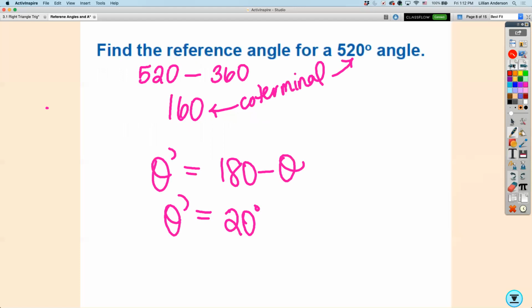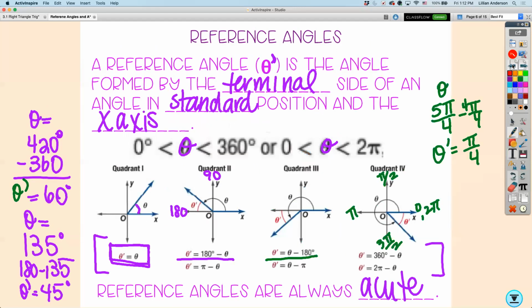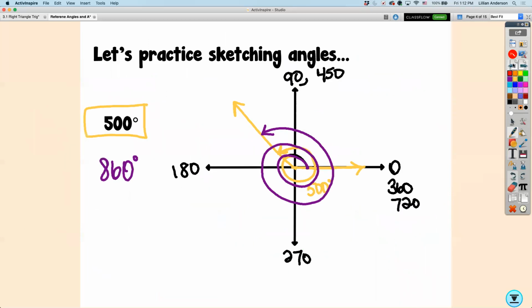We also talked about how to find reference angles. Reference angles are always acute, and we want to make sure that the reference angle always lies in between the terminal side and the x-axis. And then, of course, we cannot forget coterminal angles, how to sketch them, and converting between radians and degrees.